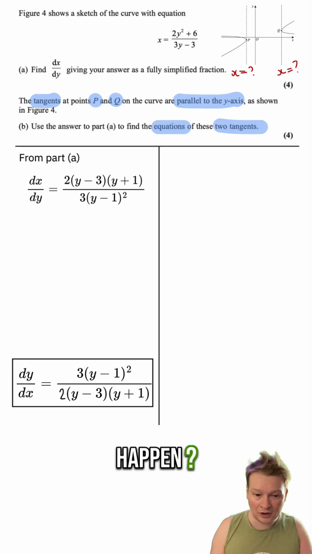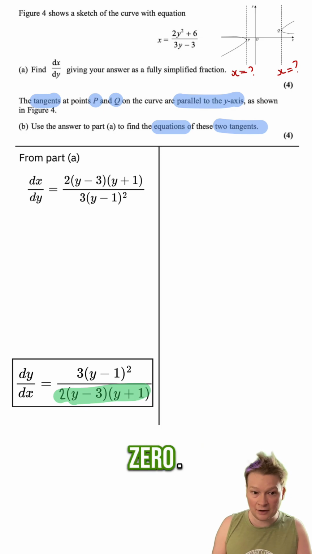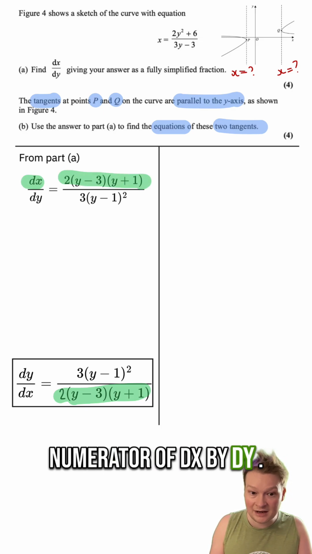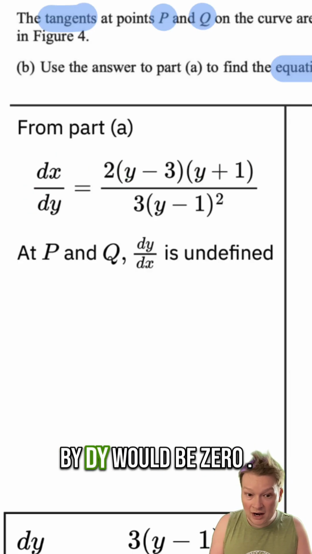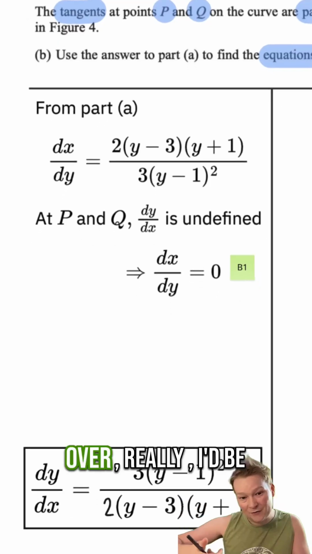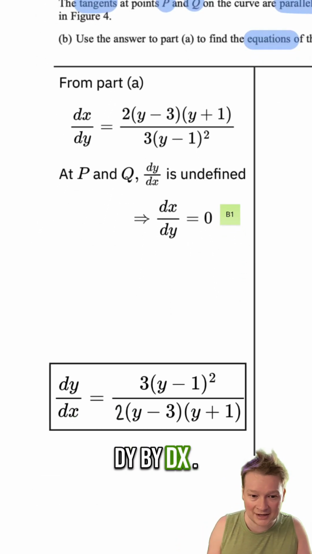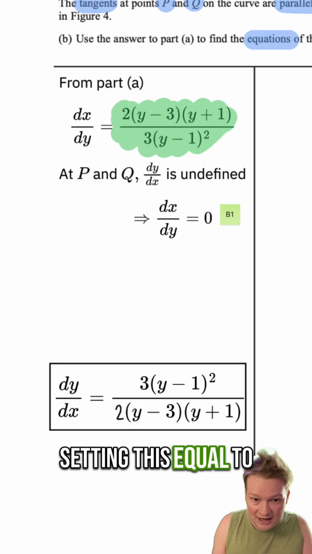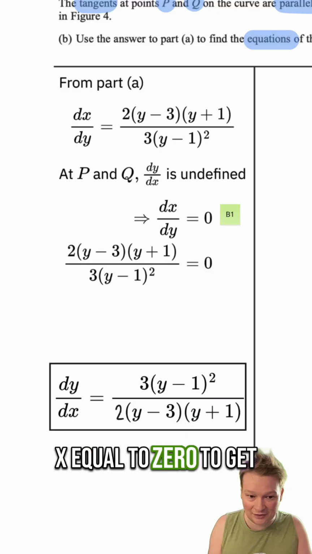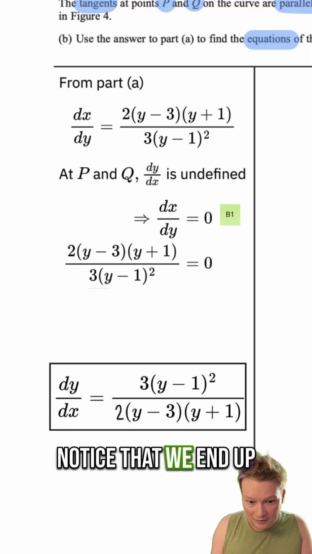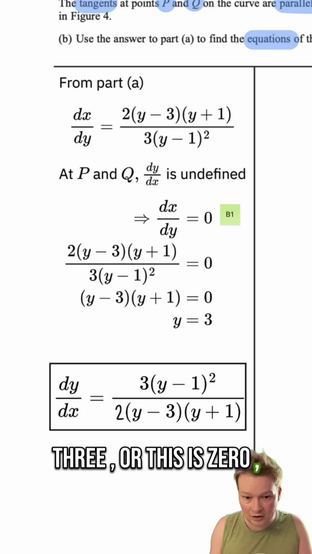When would that happen? Well, for dy by dx, that would happen when the denominator, this part, would equal 0. But that's the numerator of dx by dy. So at P and at Q, dy by dx is undefined, but dx by dy would be 0. So that when I flip it over, really I'd be doing 1 divided by 0, which is impossible, right? That is undefined for dy by dx. So essentially I'm setting this equal to 0. That's dx by dy, or you could set the denominator of dy by dx equal to 0 to get the same thing here. Notice that we end up with this equals 0, and therefore either this is 0, so y is 3, or this is 0, y is minus 1.